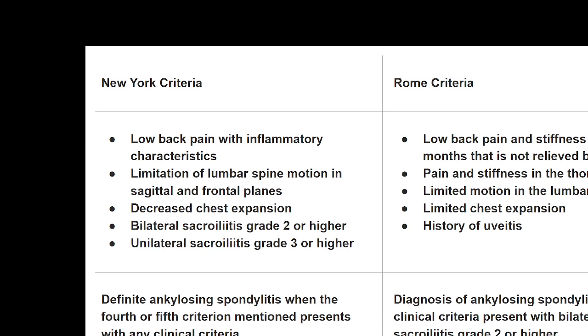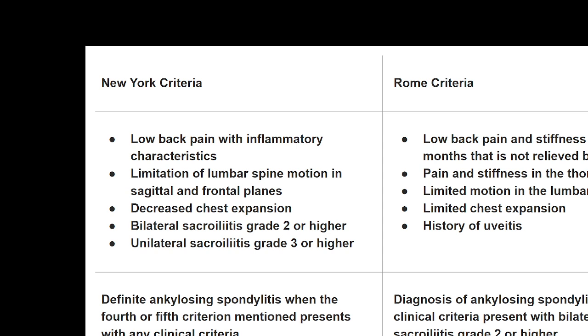According to the New York criteria, a patient with low back pain with inflammatory characteristics, limitation of lumbar spine movement in the sagittal and frontal planes, decreased chest expansion, sacroiliitis grade 2 or higher, or unilateral sacroiliitis of grade 3 or higher is considered to be definite ankylosing spondylitis, and particularly when sacroiliitis of grade 2, grade 3, unilateral or bilateral is seen, that's confirmatory.